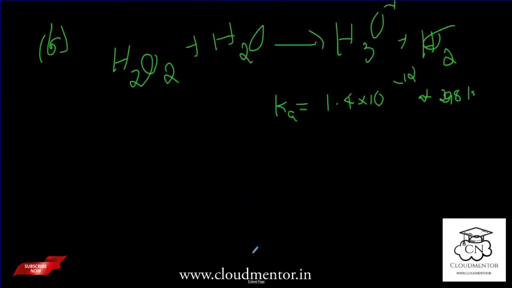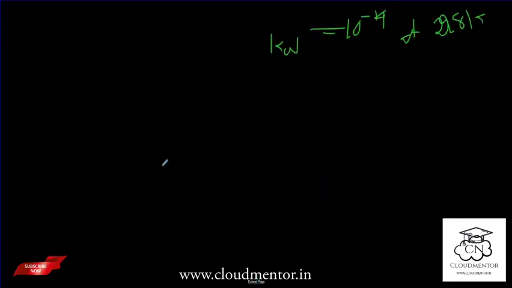Now, the value of its dissociation constant suggests that its aqueous solution is more acidic than water, for which Kw is equal to 10 raised to minus 14 at 298 Kelvin. The acidic nature of hydrogen peroxide is confirmed by its reaction with alkalis and carbonates. In these reactions, corresponding peroxides are formed.